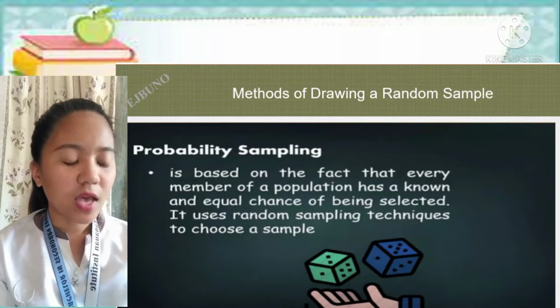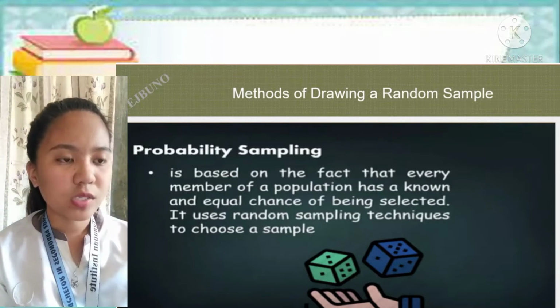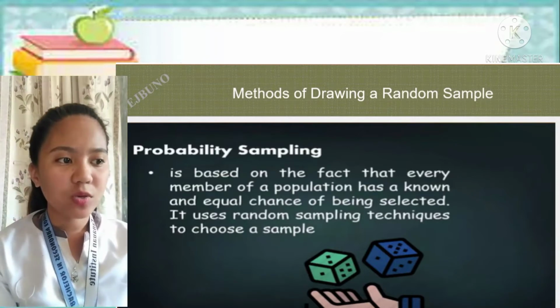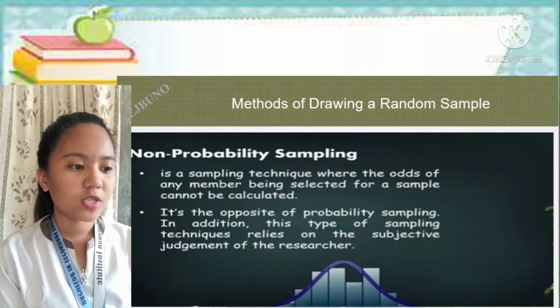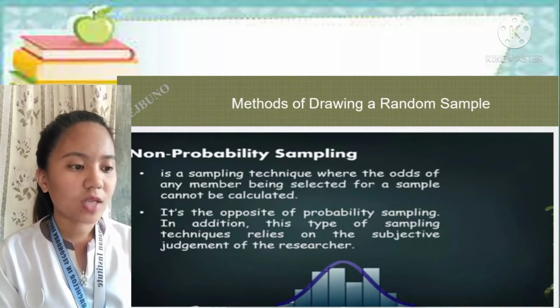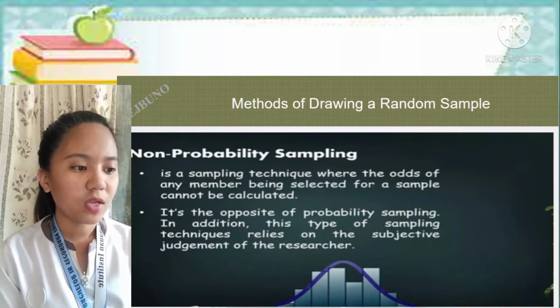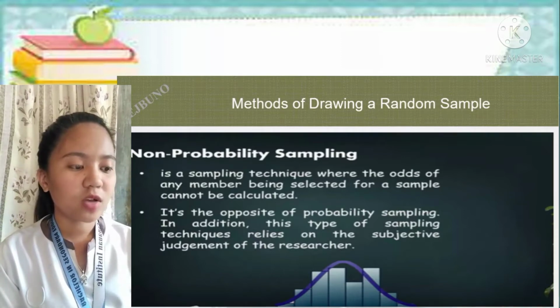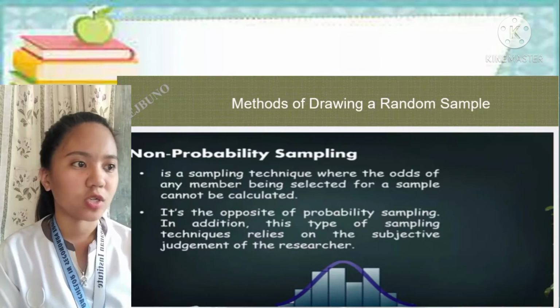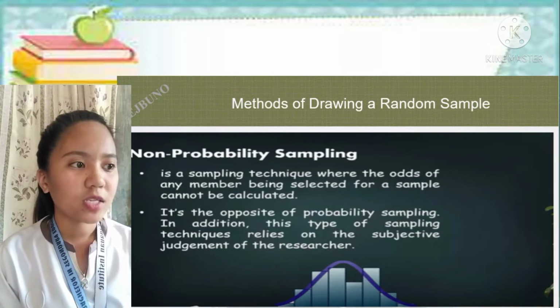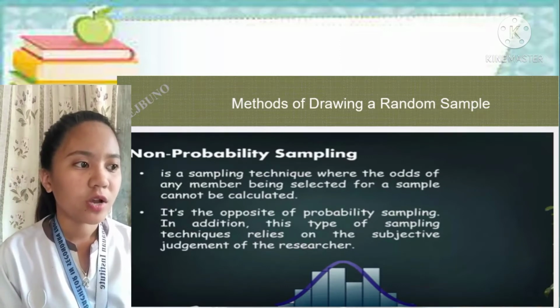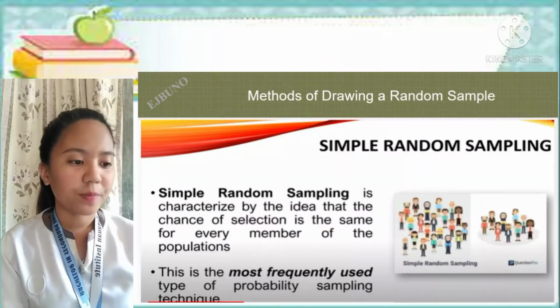It uses a random sampling technique to choose a sample. It must be selected using a random selection. Non-probability sampling is a sampling technique where the odds of any member being selected for a sample cannot be calculated. It's the opposite of probability sampling. In addition, this type of sampling technique relies on the subjective judgment of the researcher. It is a sampling technique in which the researchers select samples based on their subjective judgment rather than random selection. Probability sampling. Simple random sampling.